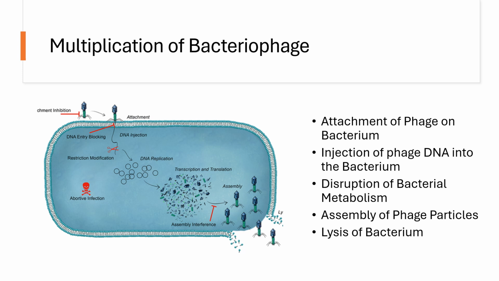coli. And the multiplication of phage takes place in the following steps, such as attachment of phage on bacterium, injection of phage DNA into the bacterium, disruption of bacterial metabolism, assembly of phage particle and lysis of bacterium.